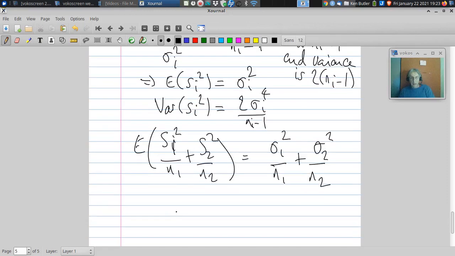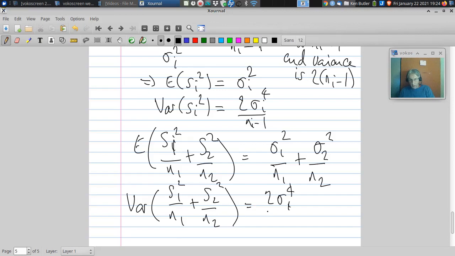Now, how about the variance of that thing? And we've got independence, because these are two separate samples. So we can just add the variances, and they're going to be 2 sigma 1 to the 4th over n1 minus 1, plus 2 sigma 2 to the 4th over n2 minus 1. All right, so that's our pre-work that we did ahead of time.